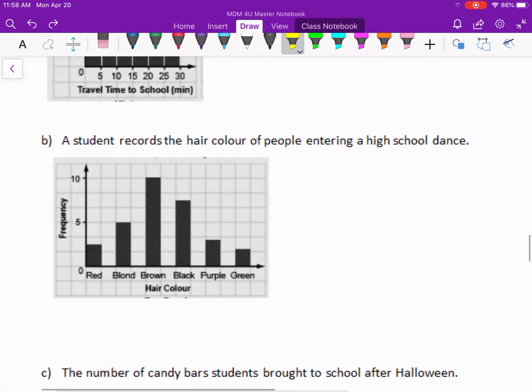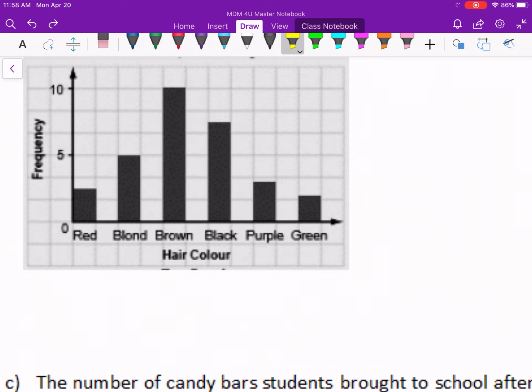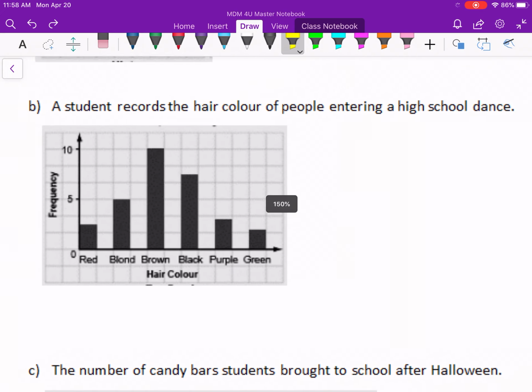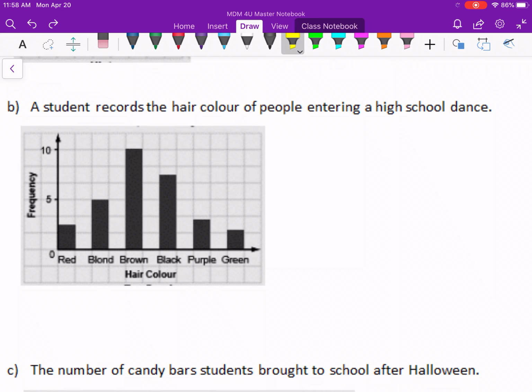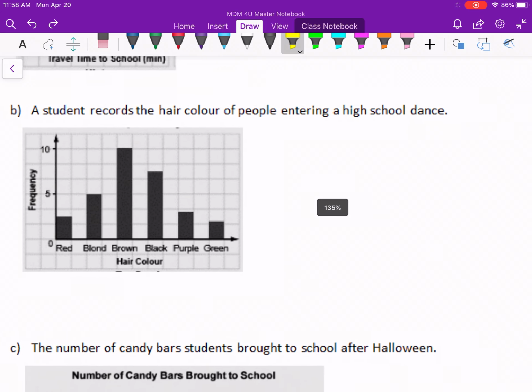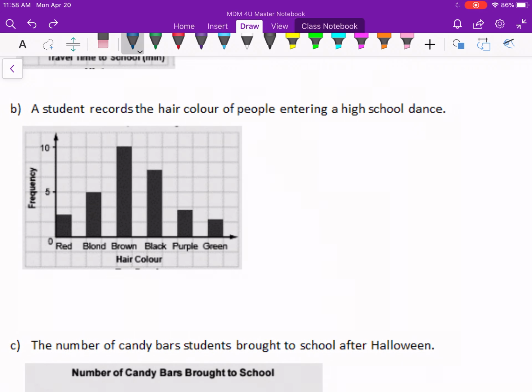We mean the basic concept. Is that numerical or categorical? Red, blonde, brown, black, purple, green, these are definitely not numerical concepts. So this makes it categorical. And as far as categorical goes, we have ordinal or nominal. Does it make sense to put it in order? I would say no, it doesn't make sense to put it in order.